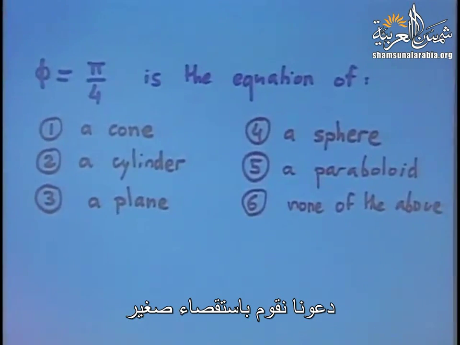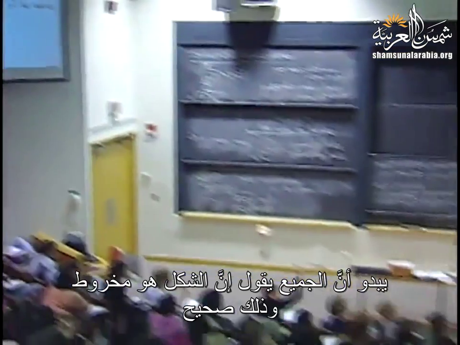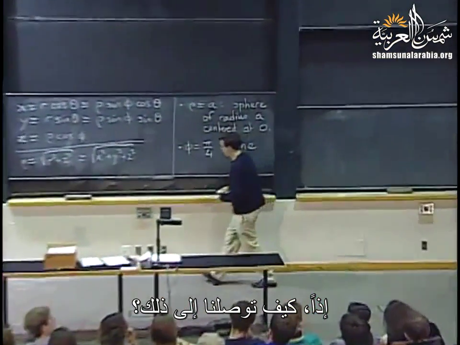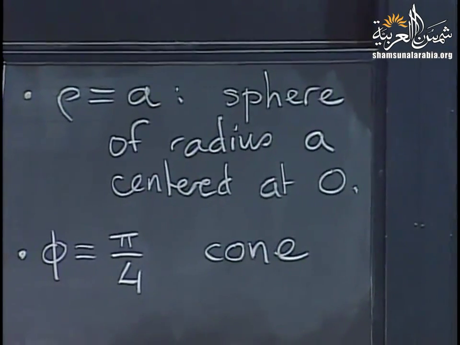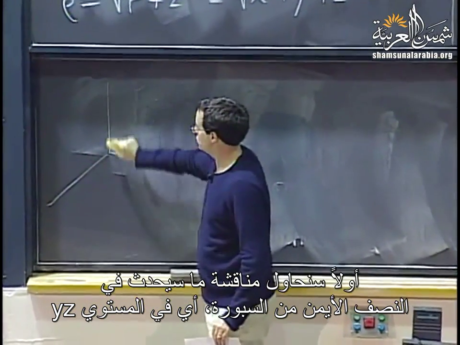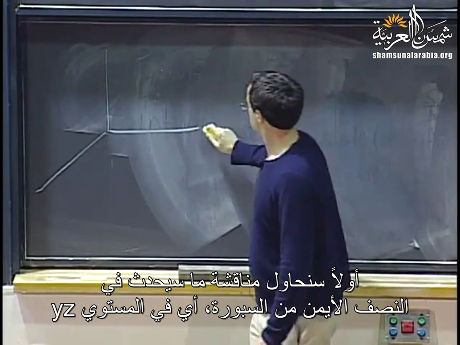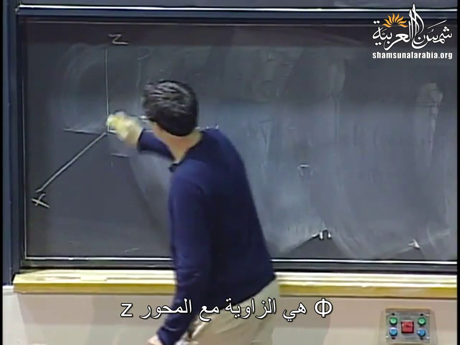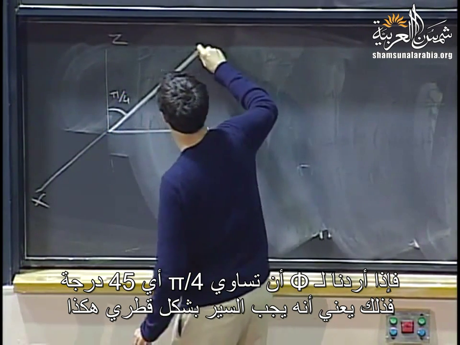Actually, let's take a quick poll on things. Okay, everyone seems to be saying it's a cone, and that's indeed the correct answer. So how do we see that? Well, phi, remember, phi is the angle downward from the z-axis. So let's say that I'm going to look first at what happens if I'm in the right half of the plane of a blackboard, so in the yz plane. Then phi is the angle downward from here. So if I want to get pi over 4, that's 45 degrees. That means I'm going to go diagonally like this.